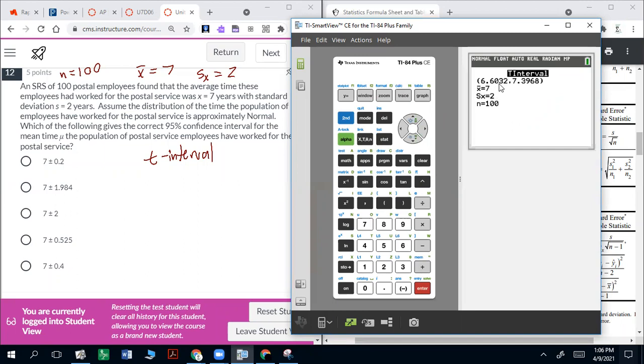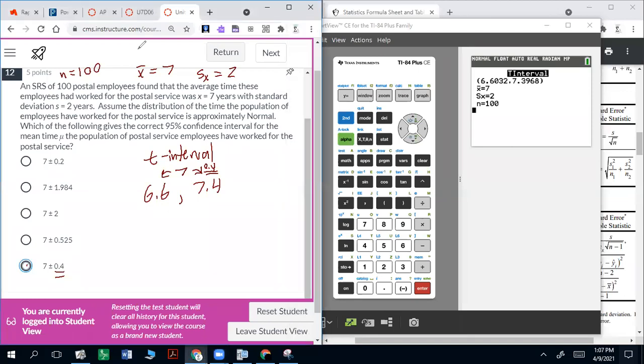And you get your interval of about 6.6 to 7.4. So which one does that correspond to? Well, if you're going between 6.6 and 7.4, your mean is going to be 7. So you're going 0.4 in either direction, so your margin of error is 0.4. That's going to be that one right there: 7 plus or minus 0.4.